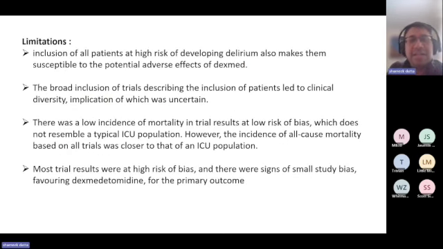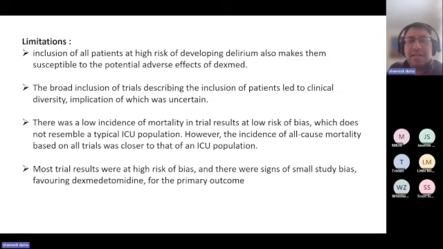And limitations-wise, I felt that because they included all patients as a post hoc measure, these patients were at high risk of developing delirium, which makes them also susceptible to the side effects of dexmedetomidine. Again, the broad inclusion of patients makes it very clinically diverse. They did not mention any implication of that diversity.